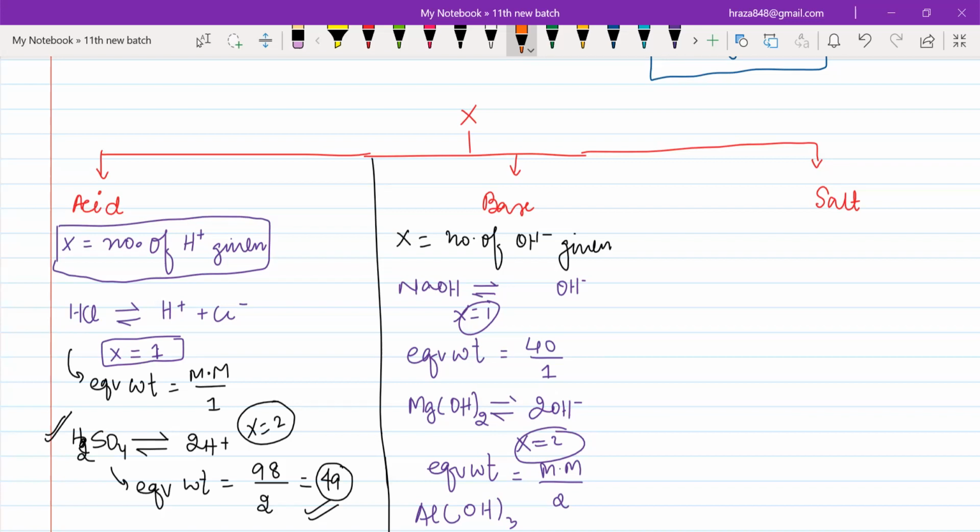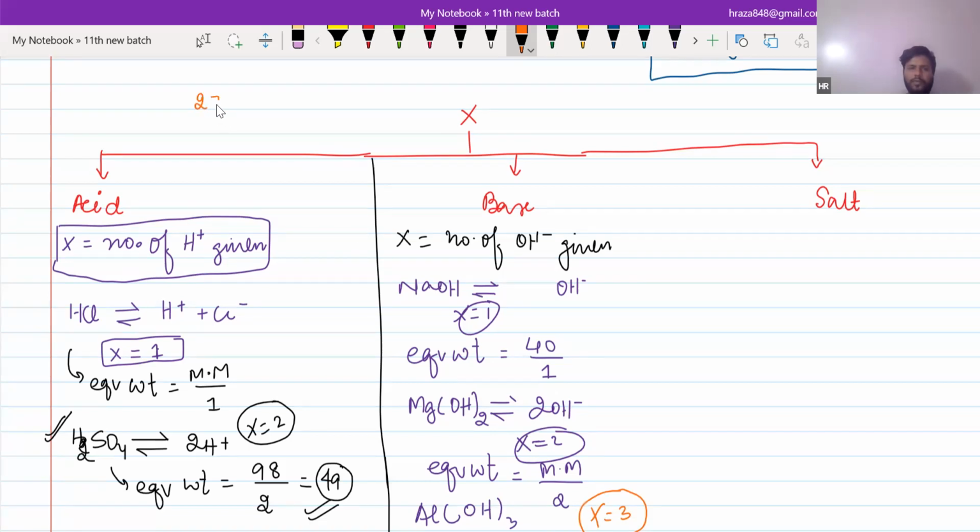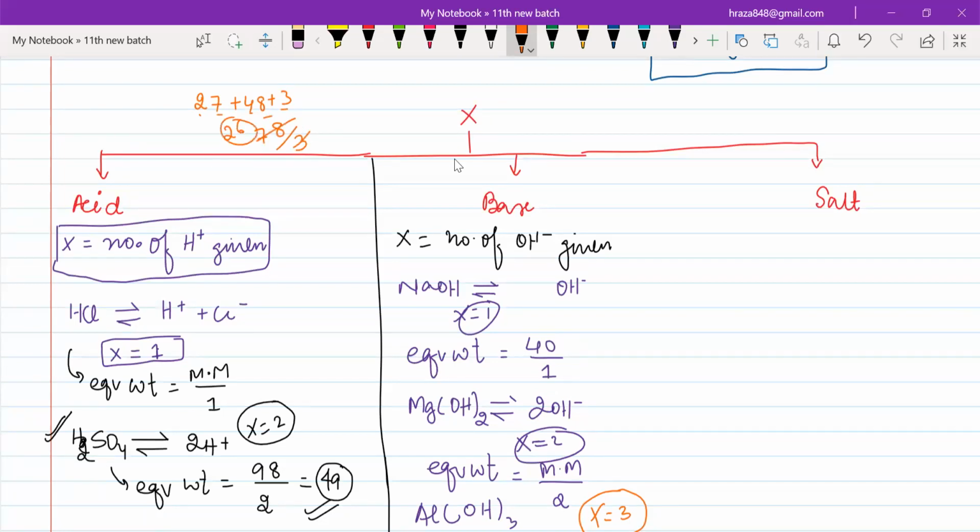I just asked you the value of X. What is the value of X for Al(OH)3? X is 3. That's good. Now you can calculate the molar mass: 27 plus 48 plus 3 is 78. 78 divided by 3 is 26. Yes, very good.